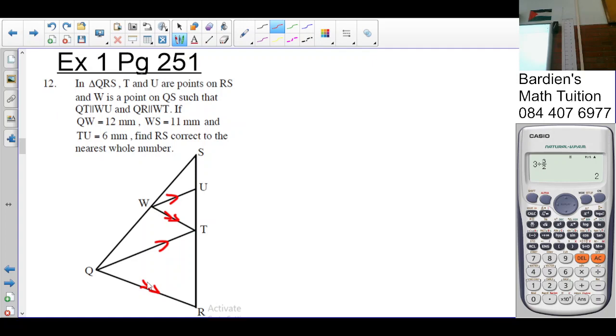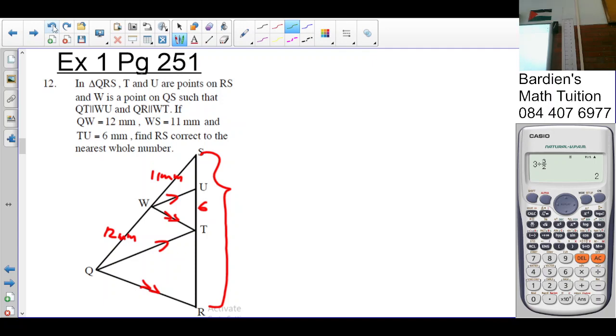Then we are told that WQ is 12 millimeters. WS is 11 millimeters. TU is 6. RS, they want you to calculate correct to 1 decimal place. So in pursuit of calculating RS, what do I need? I need to know the length of SU, and I need to know the length of TR. Not so? Once I've got this length and that length, I've done the job. You just add up all those parts. Not so?